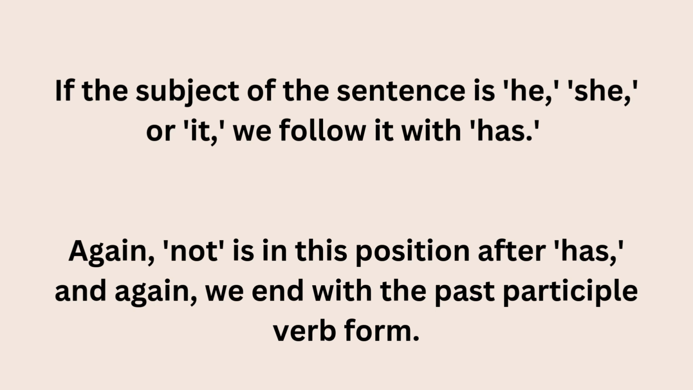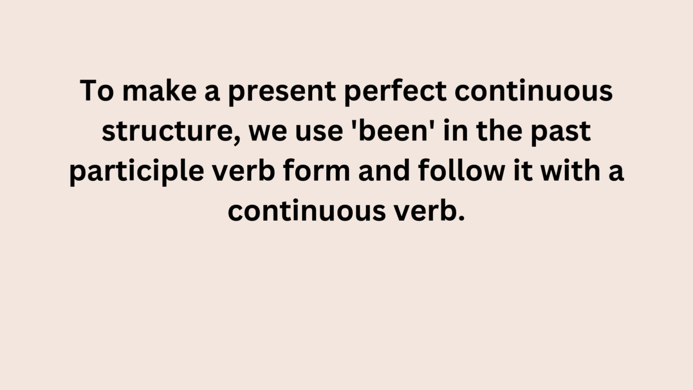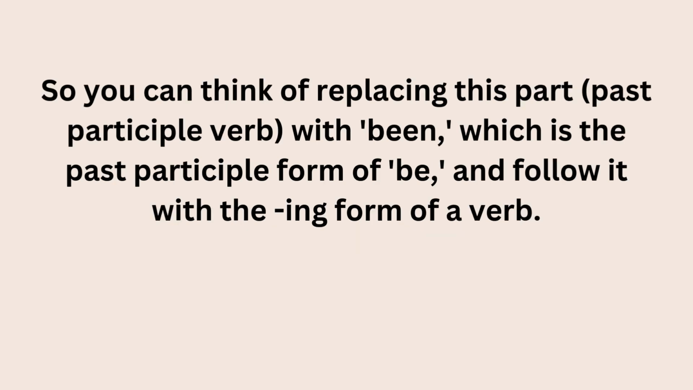If the subject of the sentence is he, she, or it, we follow it with has. Again, not is in this position after has, and again we end with the past participle verb form. To make a present perfect continuous structure, we use been, the past participle form of be, and follow it with a continuous verb. So you can think of replacing this part, past participle verb, with been, and follow it with the ing form of a verb.